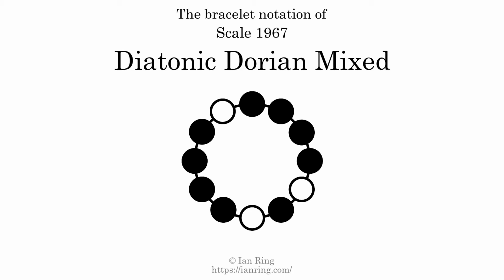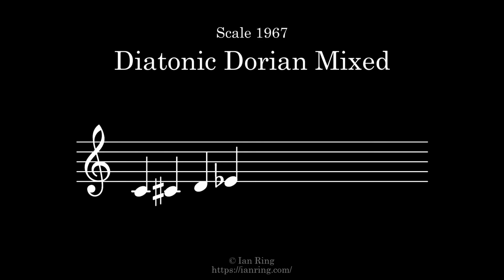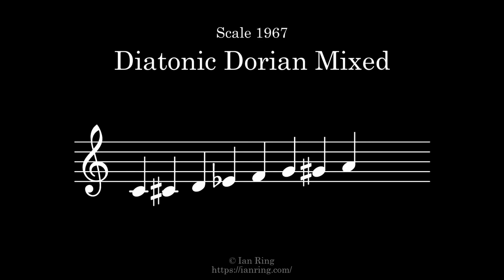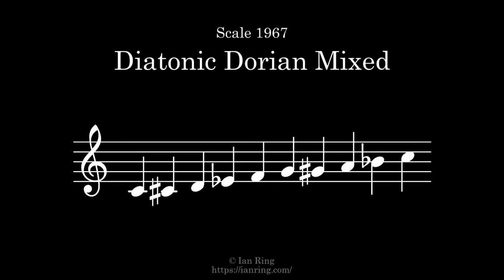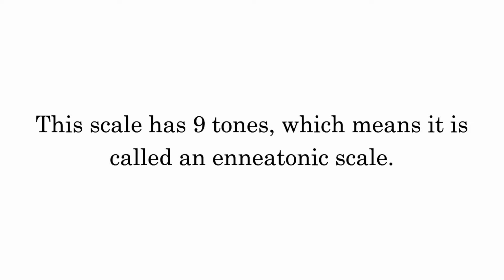1967, Diatonic Dorian Mixed, which sounds like this. This scale has 9 tones, which means it is called an enneatonic scale.